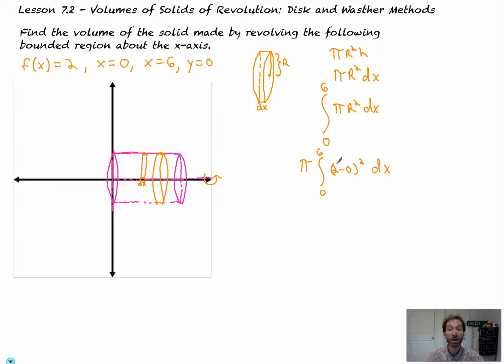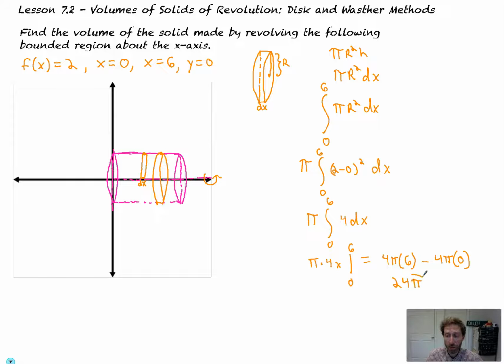And now here's the cool part. We're done, right? That's the setup. That's the new part. The rest of this is just integrating like normal. So we've got pi times the integral from 0 to 6 of 2 squared, not bad, is 4, and then we have dx. We're going to integrate that. So that's going to be pi times 4x, evaluated from 0 to 6. And then when we plug all that in, we're going to get 4 pi times 6 minus 4 pi times 0. Okay, so that ends up giving you 24 pi.